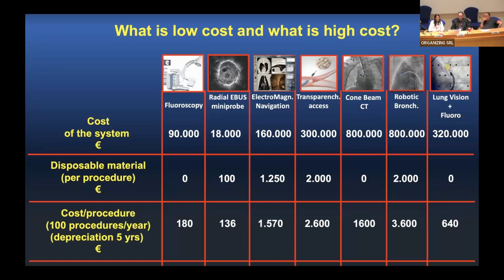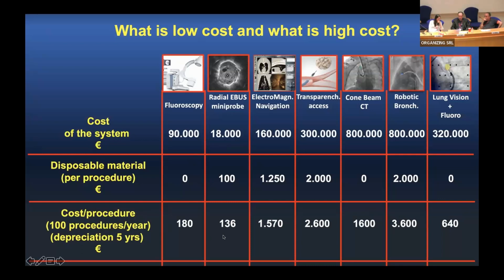to evaluate the cost of such systems. What is low cost and what is high cost? Because cost effectiveness is very important in this topic. I tried to approximate the cost of the system, the cost of the disposable material per procedure, and the cost per procedure, considering the depreciation of the instrumentation and considering a center where 100 procedures per year are done.